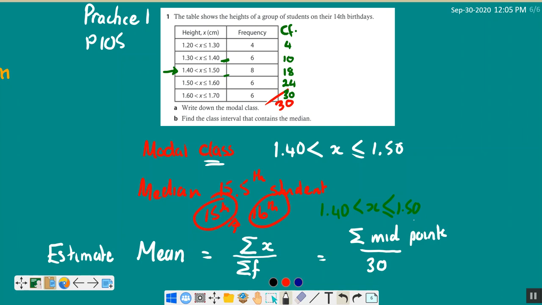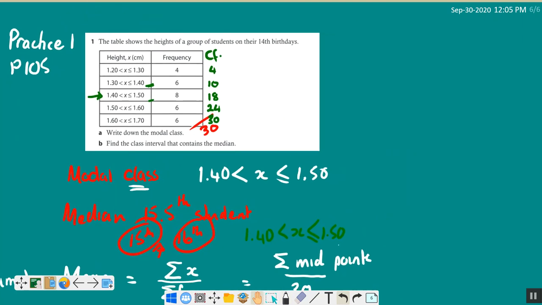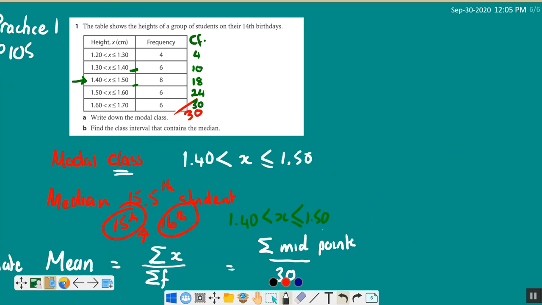So how do we do it? I'm not giving myself much space here, but you've got this in front of you. So what do we do? To work out the estimated mean, for the first group, 1.2 to 1.3, I'm going to assume that the numbers are all 1.25. So everyone in that group is 1.25. How many of them are there? 4. So I need to add up 4 lots of 1.25. How do you do that? Multiply. 1.25 multiplied by 4, 4 lots of that.